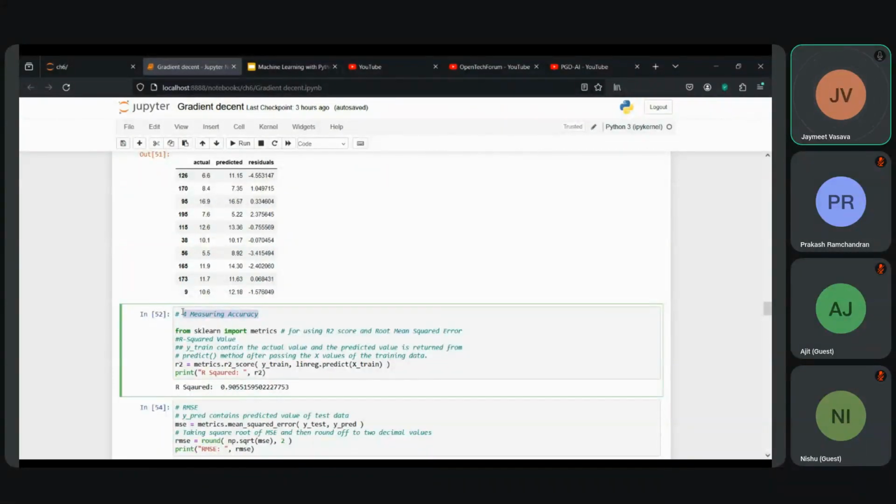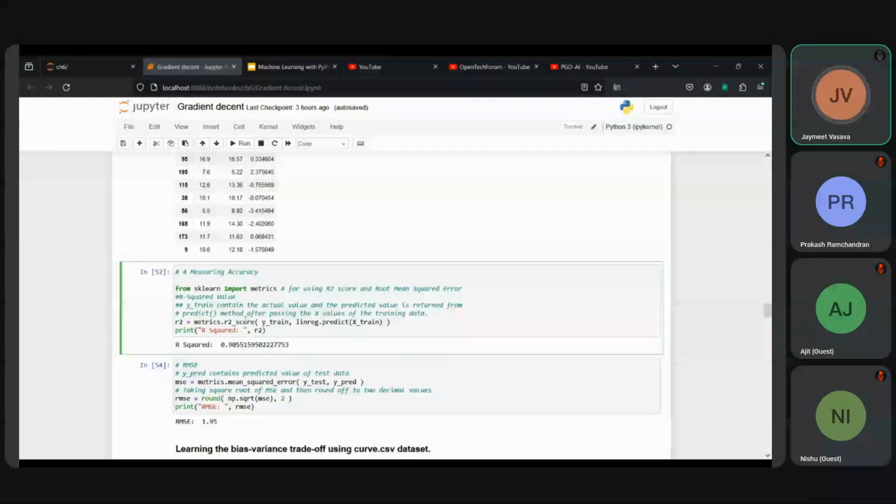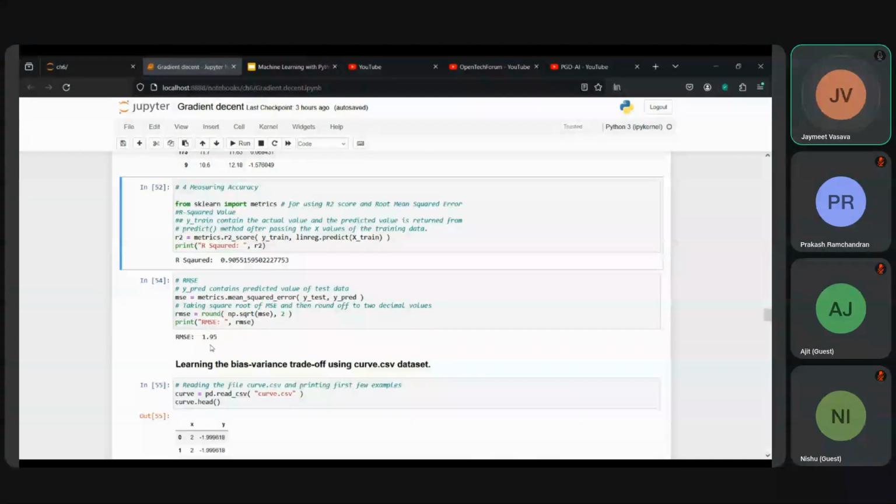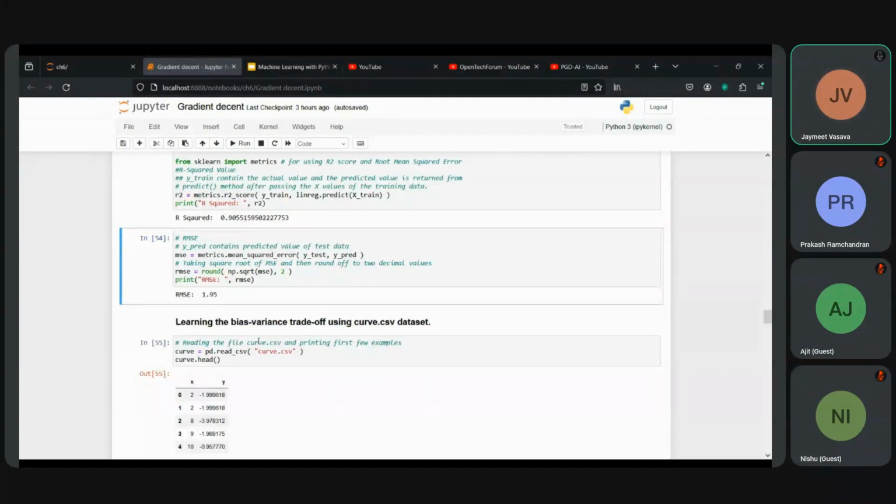Then measuring the accuracy of the model that we have created. We remember we used R square and root mean squared error. So using scikit-learn's metrics for being able to use the R square as well as the mean squared error. First we use it for R square. This is the value that we get, which is 0.90 or 90%. And for RMSE or root mean squared error, we get 1.95. The 1.95 can still be improved.